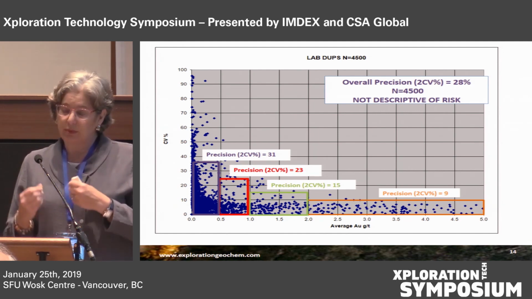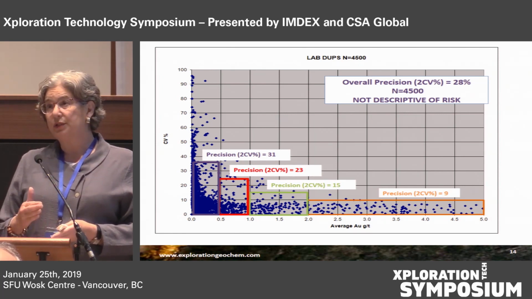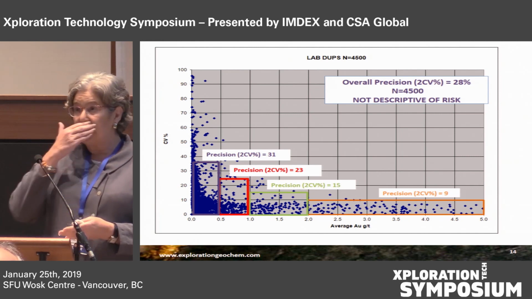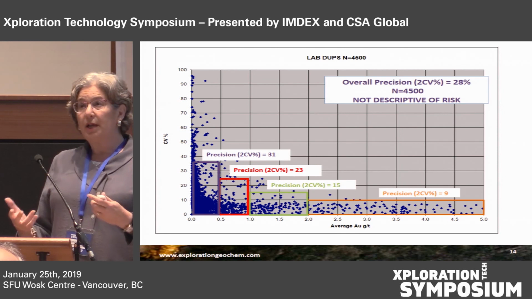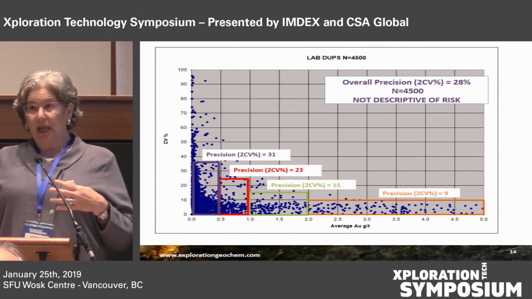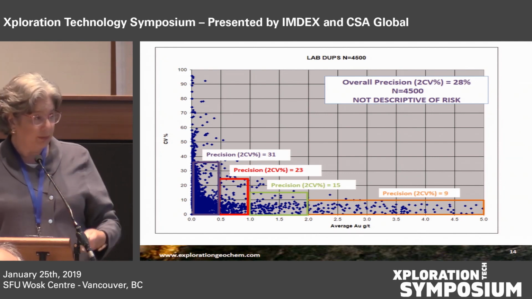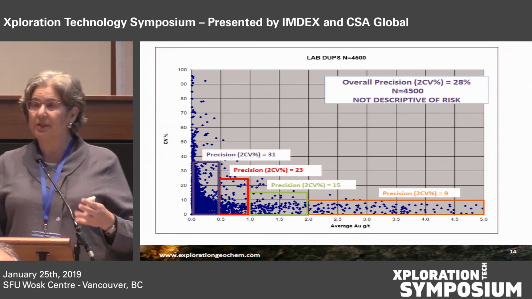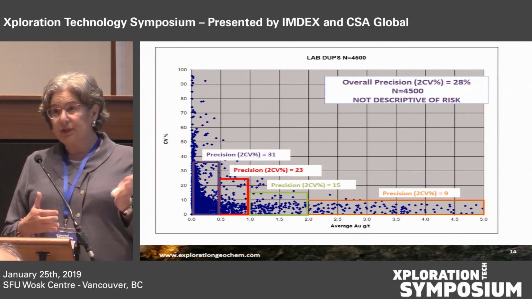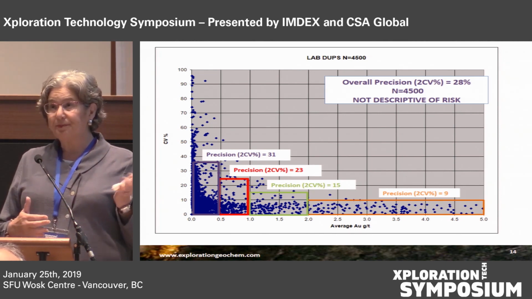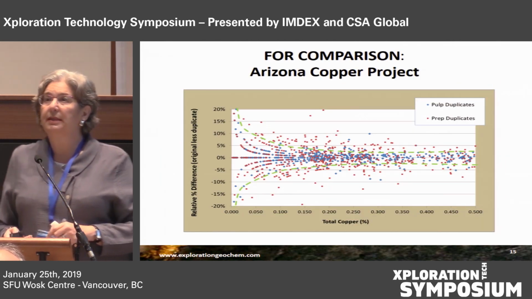You need to talk about the precision at different concentrations. The precision is as low as 9% for greater than 2 grams per ton gold, and 9% is more or less in the range that the laboratories quote for the fire assay method on perfectly homogeneous materials, right? 7 to 10%. And then, of course, the precision gets worse as you approach the lower concentrations. And there's a big difference depending on what the concentration level is.